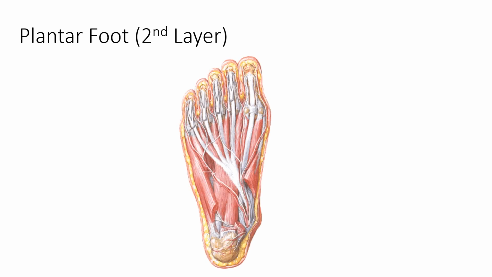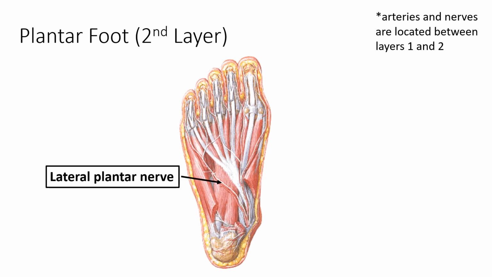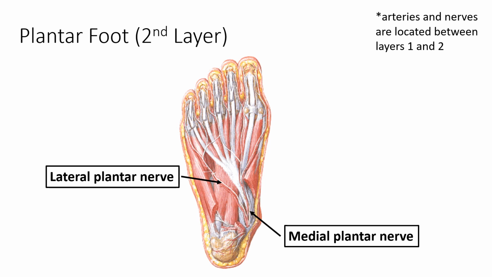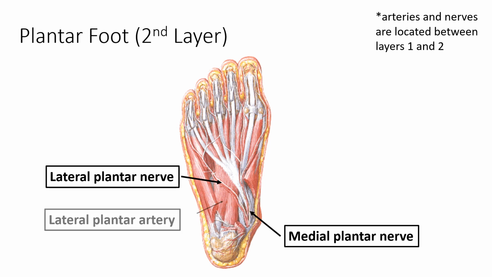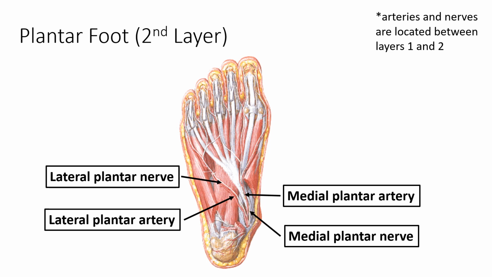So in our second layer of the foot, we can actually see some arteries and nerves, and of course veins. It's essentially our neurovascular bundle. So they're best located between layers 1 and 2. So we've already talked about layer 1. We're about to jump into layer 2, but before we get into that musculature, let's first look at all of this neurovascular stuff. So first we can see our lateral plantar nerve and our medial plantar nerve. Running with this are the corresponding arteries with the same name. So now that we've identified that, let's take a look at what else we should find in the second layer.